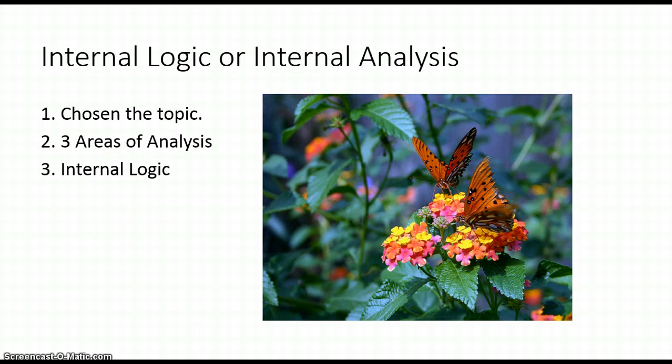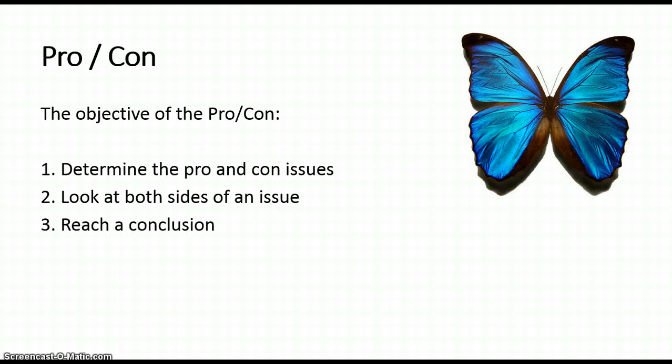So these are the first 3 steps of creating an impromptu speech. First, you choose a topic, then you create these 3 ideas, 3 areas of analysis about the topic which you would like to talk about. And then the next comes ordering your internal logic within that.